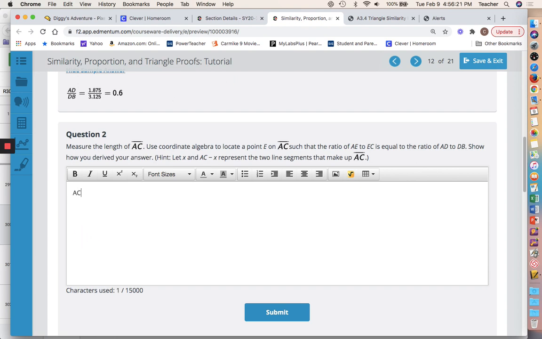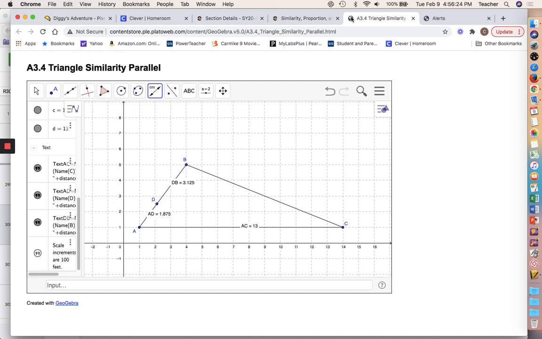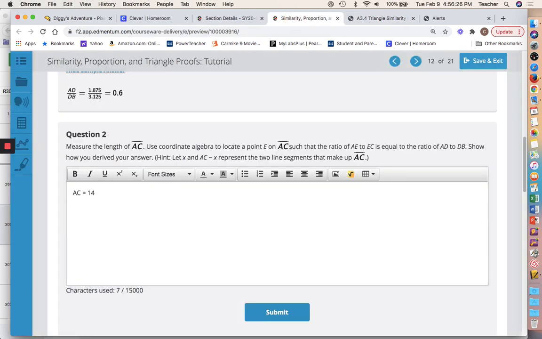We said AC was 13, wasn't it? Yeah, AC is 13. So what they're saying is that AC is going to be our X. That means that EC is going to be our 13 minus X. Okay, 13 minus X. Now we've got the same proportion.